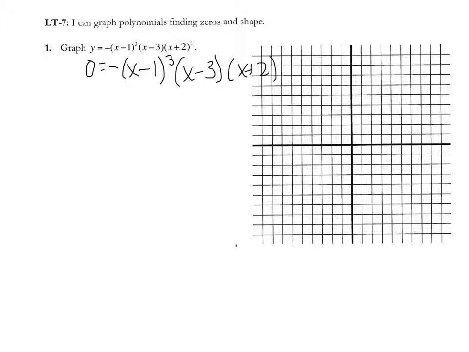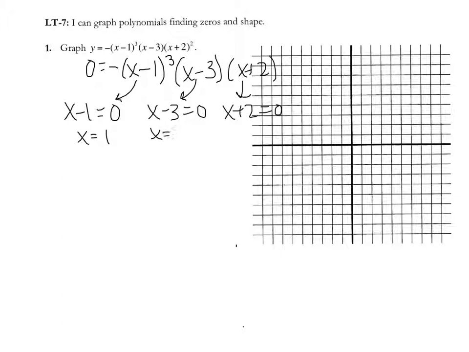Since the right-hand side is all nicely in factored form, I can just set each of those factors equal to 0 to find the x values that actually give me that y value of 0. So one option would be x minus 1 could be 0. One option would be x minus 3 could be 0. And one option would be that x plus 2 is 0. So from this equation I get the x-intercept 1. From this equation I get the x-intercept 3, and from this equation I get the x-intercept negative 2.